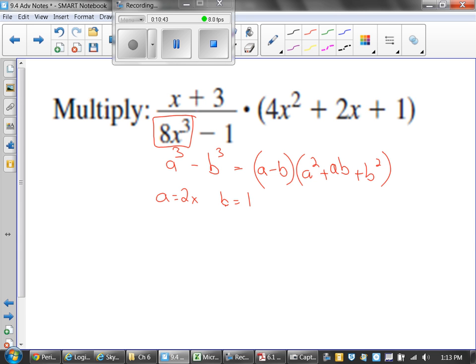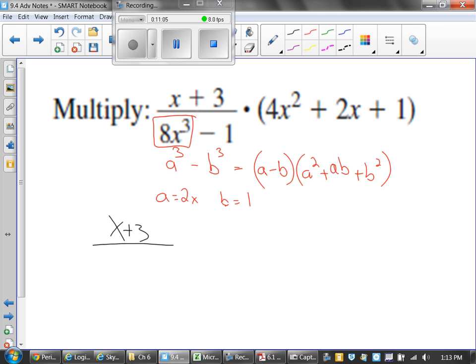If you look on the board again, difference of cubes: same sign, change the sign, positive. Sum of cubes: same sign, change the sign, positive. Every single time, it's the same pattern. So when you start writing all that out, your numerator stays x plus 3.